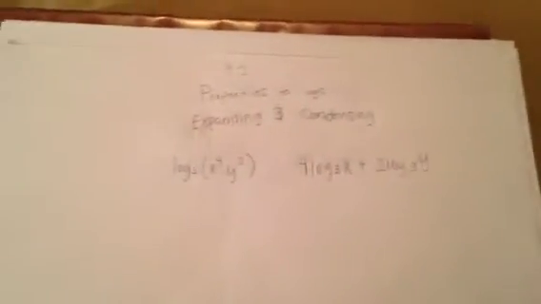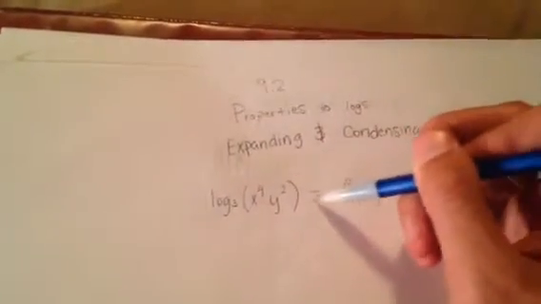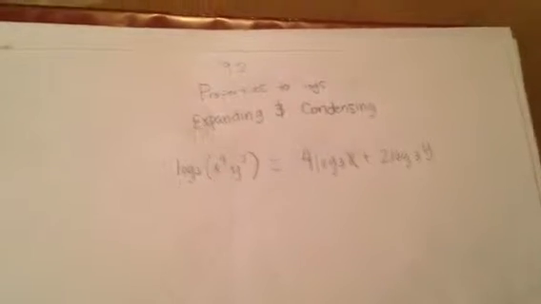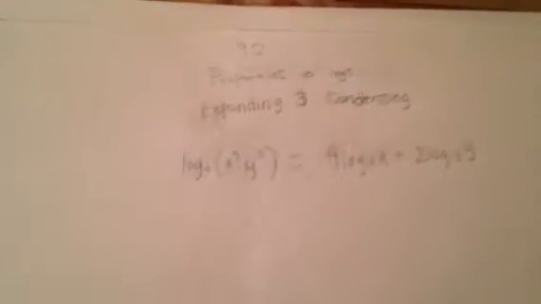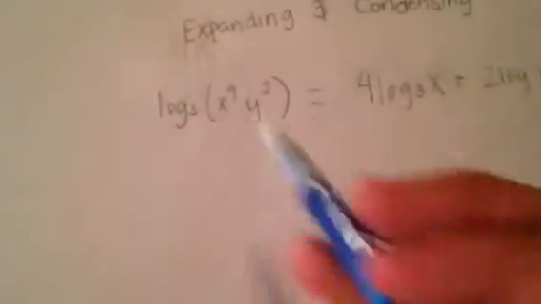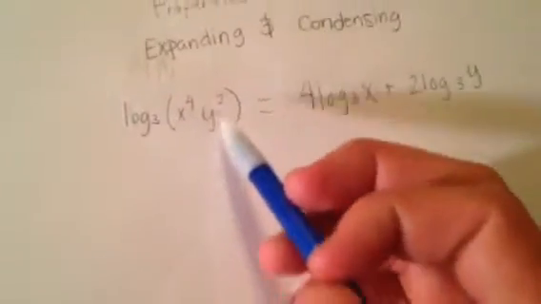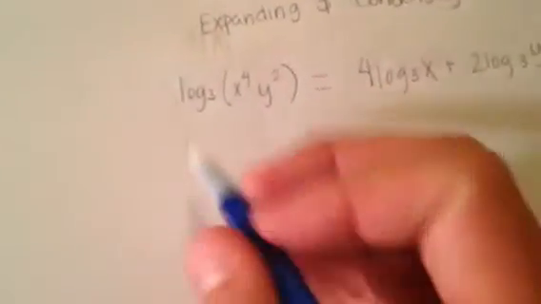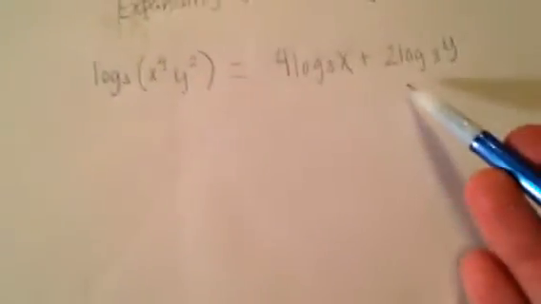So let's go with expanding first. Expanding, I'm going to show you how these equations equal each other. It may not seem like it right now, but they do. So what you're going to do is expand. Let's start with this equation: the log base 3 of (x to the power 4, y to the power 2). They want you to get this into this.